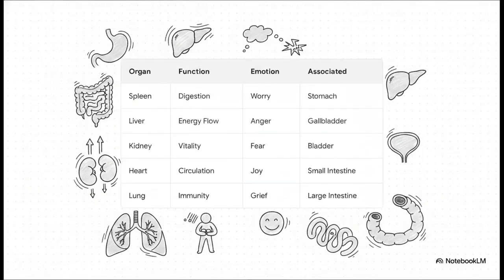We have 5 main systems, and each one is paired with an associated bowel, a primary physical function, and a core emotion. The spleen pairs with the stomach, and together they govern digestion and the emotion of worry. The liver pairs with the gallbladder, controlling energy flow, detoxification, and anger. The kidney and bladder manage vitality, reproduction, and fear. The heart and small intestine control the mind, circulation, and joy or shock. And finally, the lung and large intestine handle immunity, respiration, and grief.